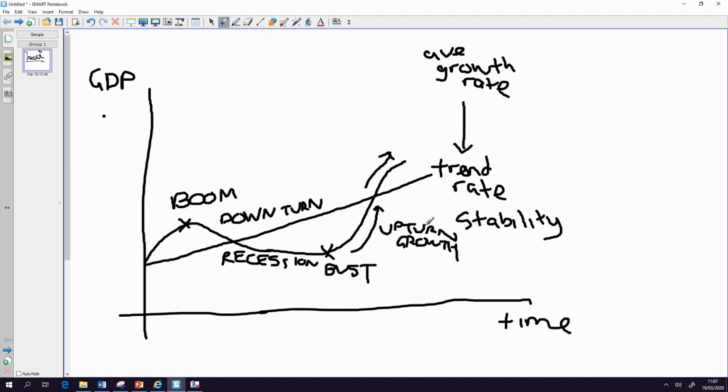GDP is increasing a little bit too quickly. Businesses are starting to struggle to keep up with growing demand for goods and services. So they've got shortages, things are becoming more and more scarce. And then that whole cycle will again start.